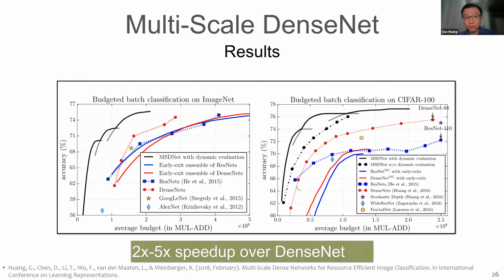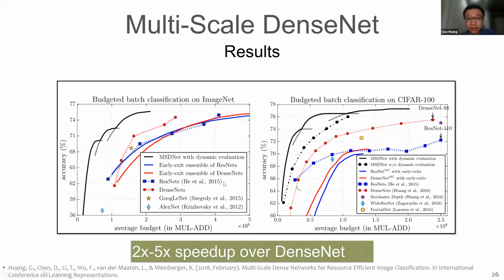But for static models, the computation is fixed. We cannot have such kind of flexibility. All right. So to summarize, with this adaptive computational paradigm, we can basically achieve 2 to 5 times speed up of a static model.